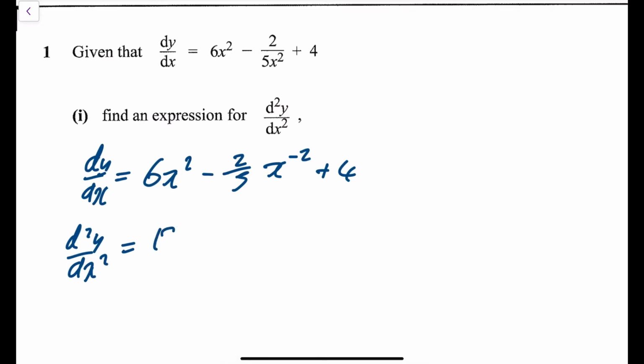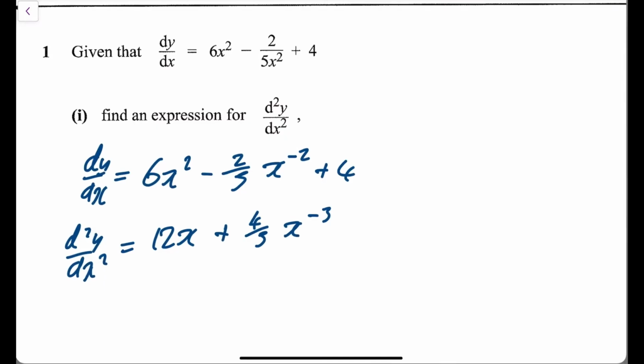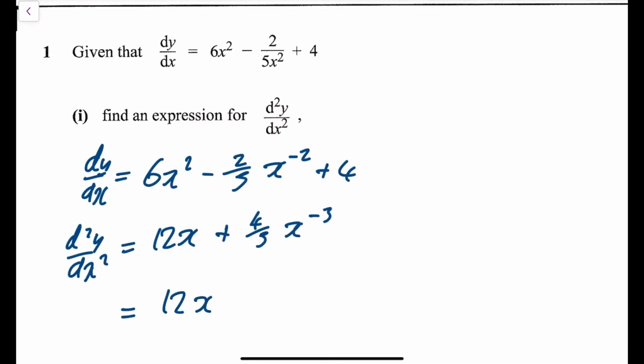If I do that, I get 12x, that's multiplying by the power and reducing the power by 1. Now if I multiply minus 2 over 5 by minus 2, I get plus 4 over 5, and reducing the power by 1 goes down to minus 3, and 4 differentiates to give you 0. I'll write this in the form that they had it, so I'll put the 4 on the top, and on the bottom goes 5x cubed. And that's it, 2 marks.